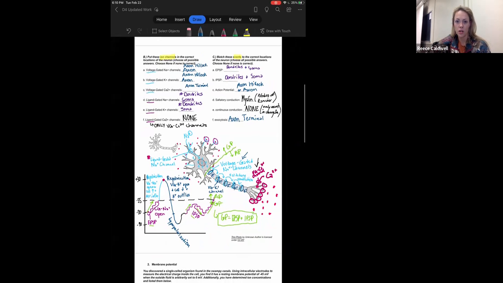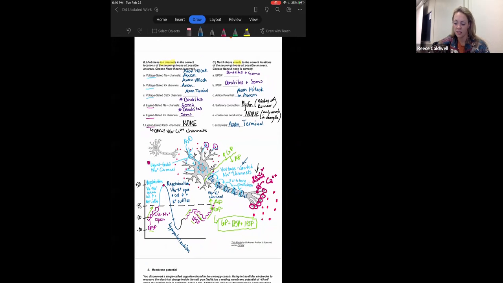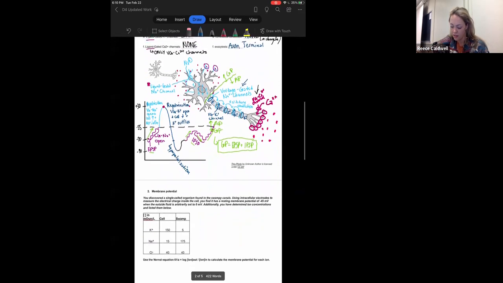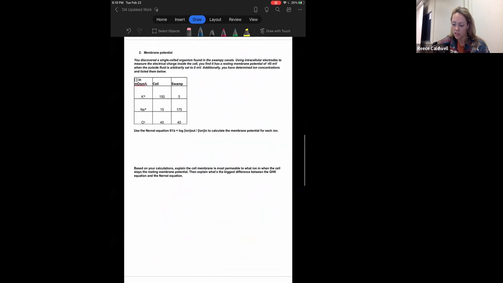Okay, awesome. So this is the second part of your worksheet. Hopefully you understand this, worked through it a few times. Again, I apologize about the color coding error. Now we're going to move on to the third part of this worksheet, the membrane potential.